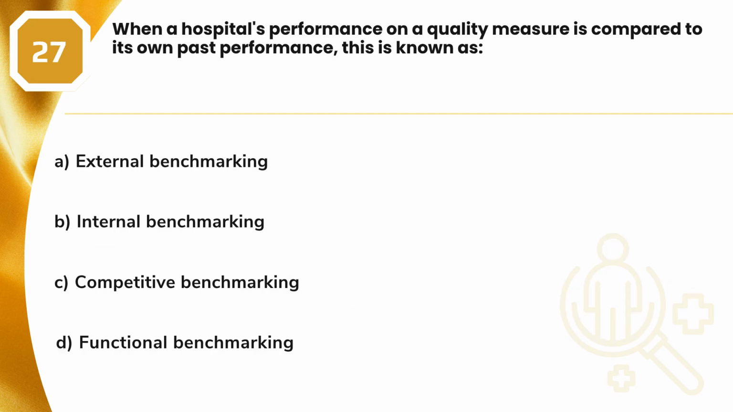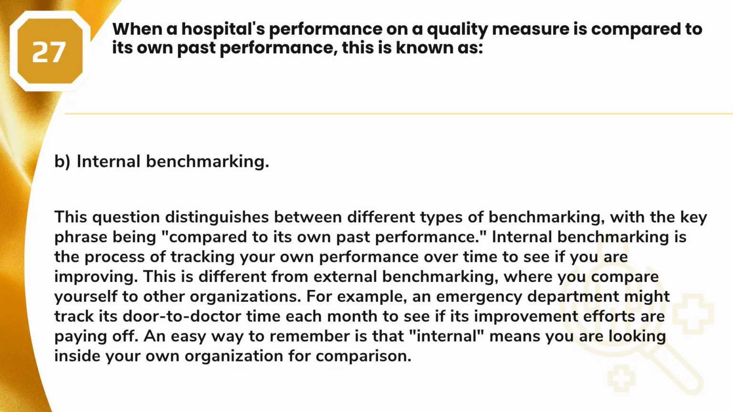Question 27. When a hospital's performance on a quality measure is compared to its own past performance, this is known as A. External benchmarking. B. Internal benchmarking. C. Competitive benchmarking. D. Functional benchmarking. Answer: B. Internal benchmarking.